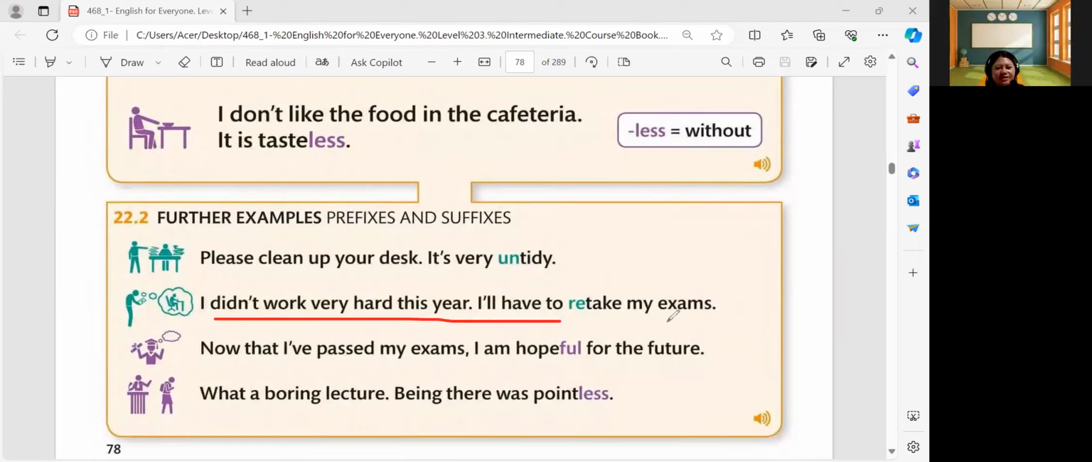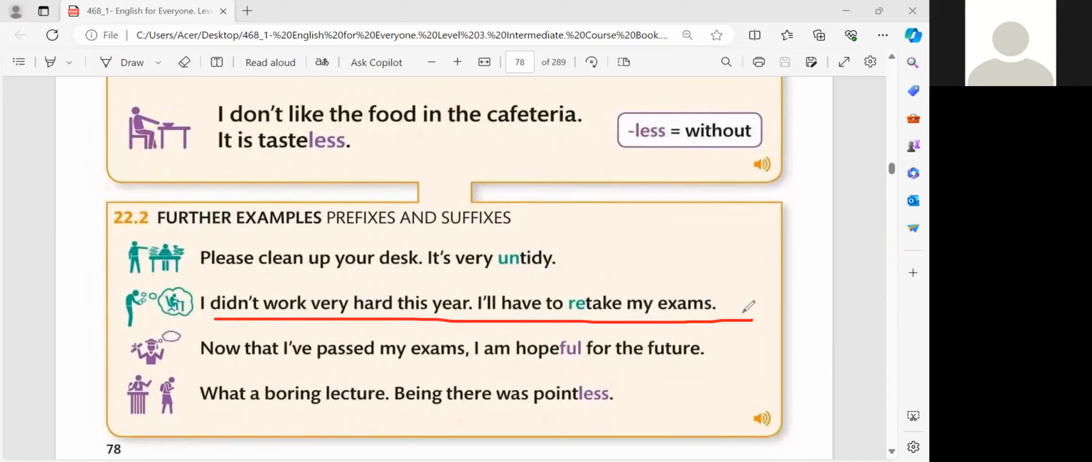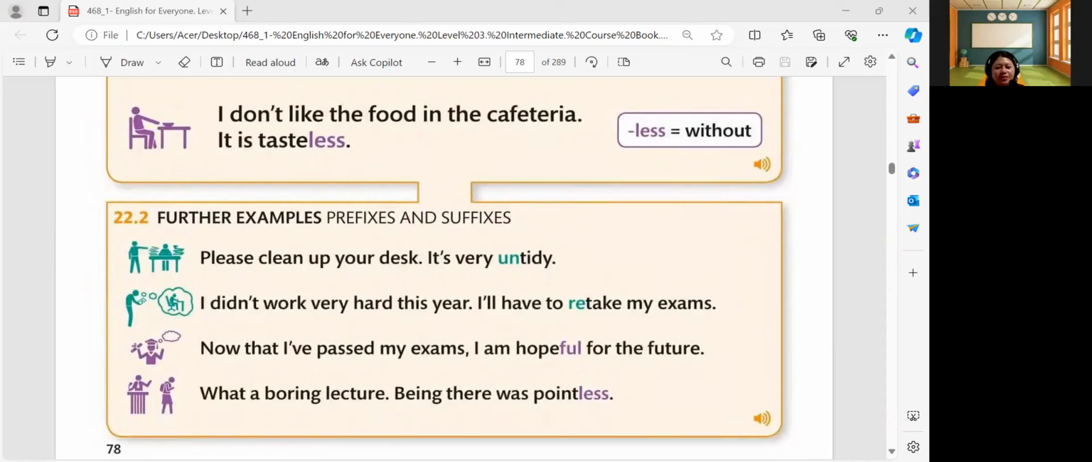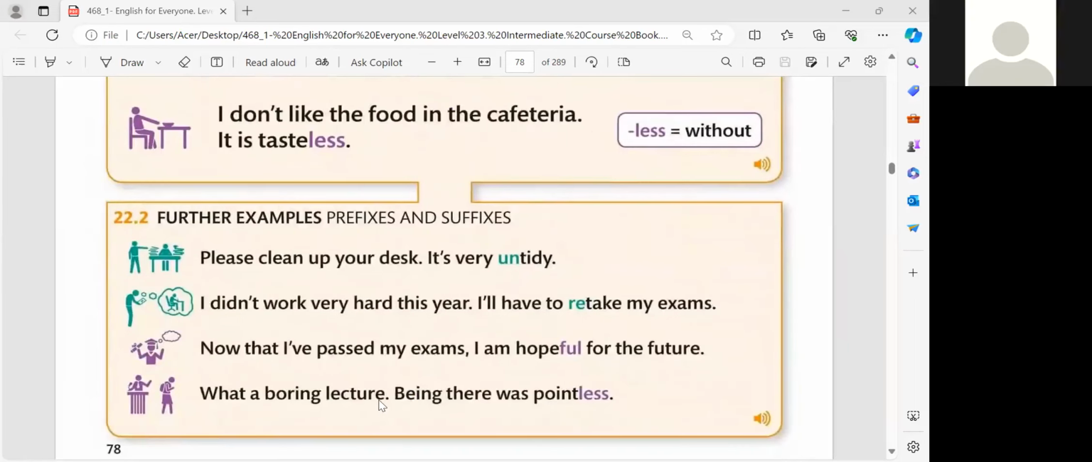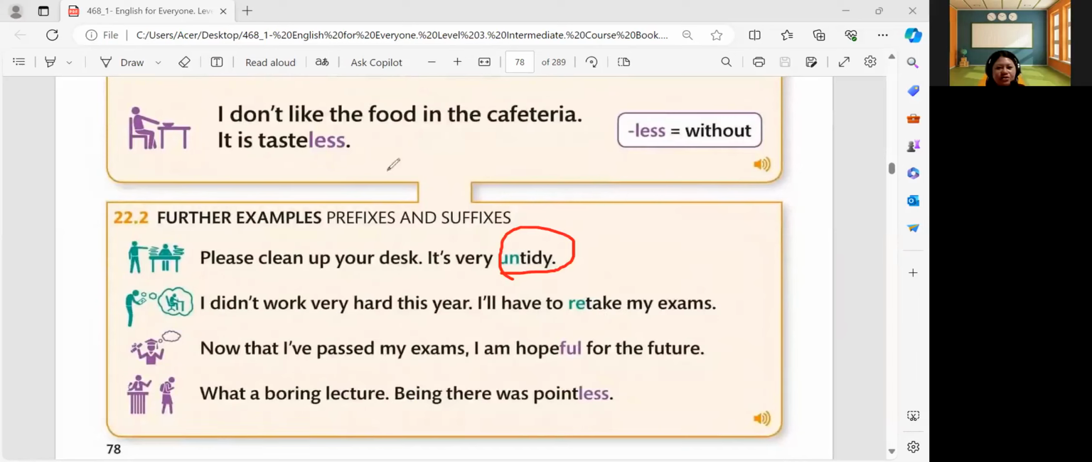How about the second? I didn't work very hard this year. I will have to retake my exam. The word "re" here means again. As you can see here, the word "untidy" and also the word "tasteless."